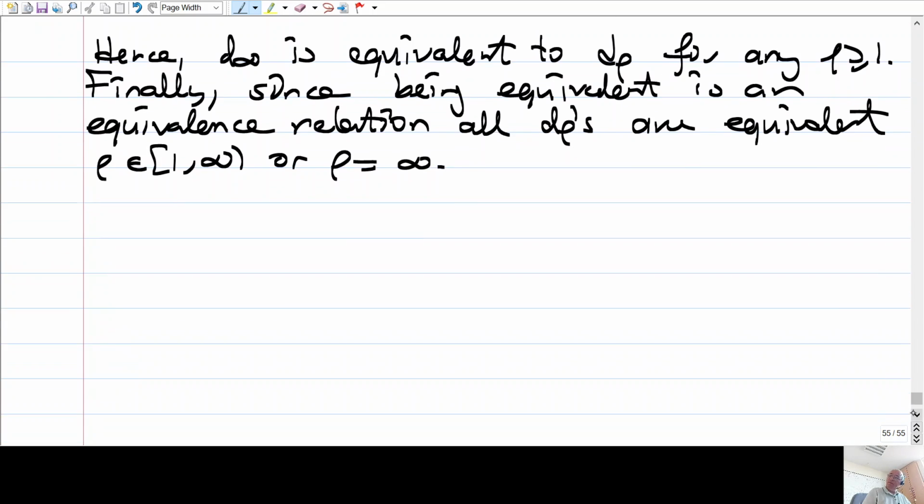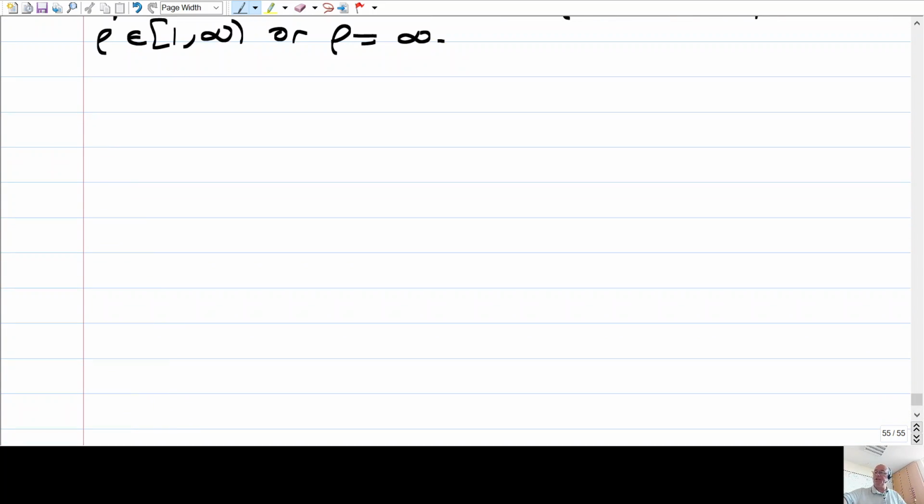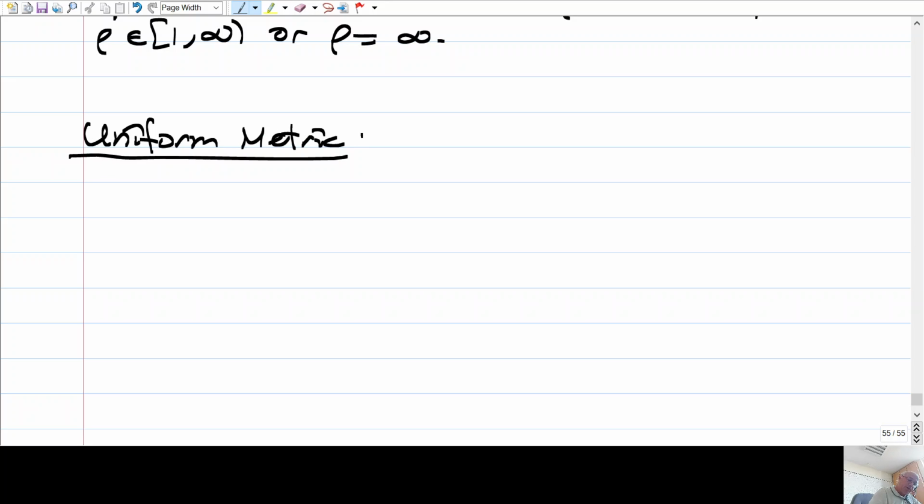Before I go to definitions like open set and closed set, we need one more definition, an example of a metric. Let's say this is the uniform metric. We'll make use of this a lot. So let me define this. Let S be any non-empty set.